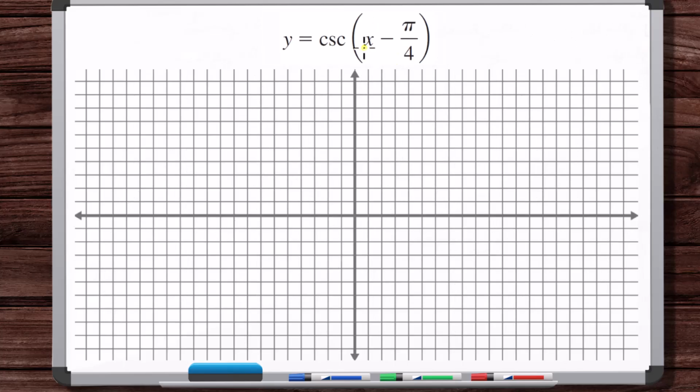Okay, cosecant shifted to the right pi over 4. So the period doesn't change. It's the pure shift of cosecant. So we know cosecant, the period is 2 pi, and the period we're going to draw is going to go from here out 2 pi. So let's do 1, 2, 3, 4, 5.